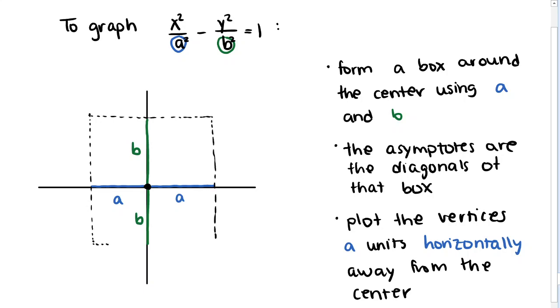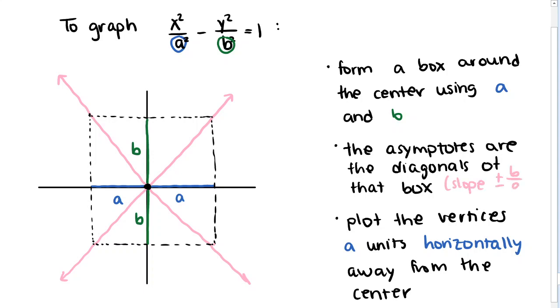Actually, it turns out that the diagonals of this box give us our asymptotes. So here's one diagonal, and here's another diagonal. It's not the best box, but the diagonals are the lines through the corners of this box. These are our asymptotes. And these asymptotes are lines, and they have a slope of plus or minus b over a. Okay, b squared is the denominator of the y term, and a squared is the denominator of the x term, and plus or minus b over a are the slopes of our asymptotes.